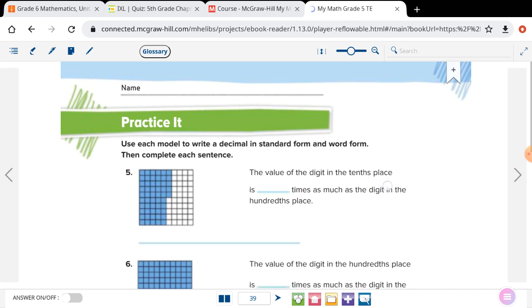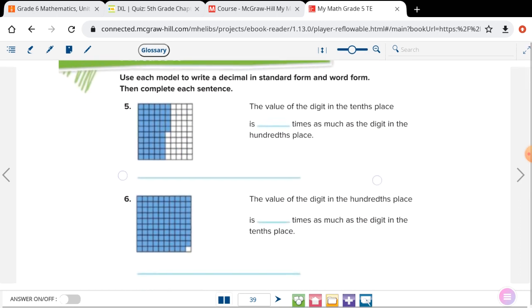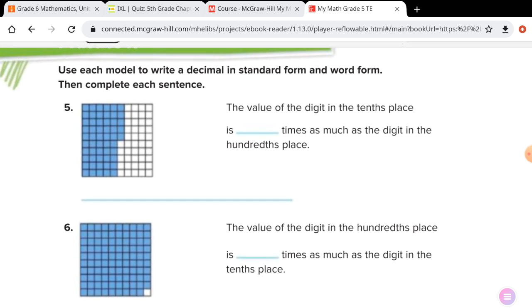It starts off with old stuff. Use each model to write a decimal in standard form, which just means regular decimal, and in word form. What else do you think I'm going to ask you for from the model? What else can we do besides decimals and words? Fractions. Someone tell me the fraction for that model. Callie?